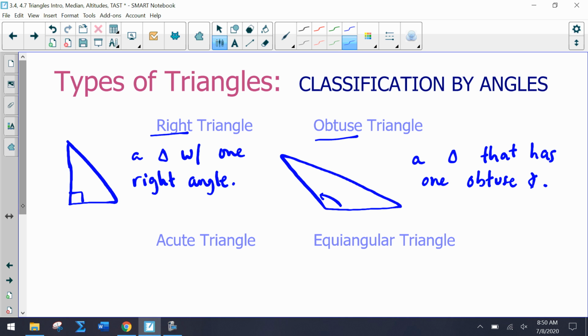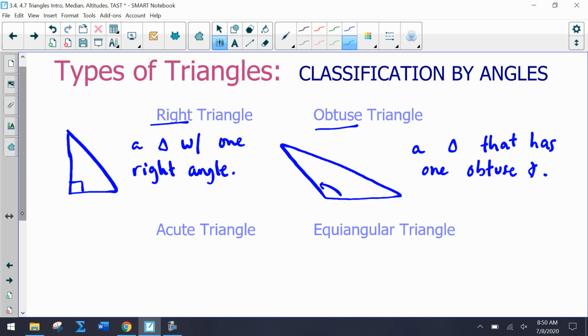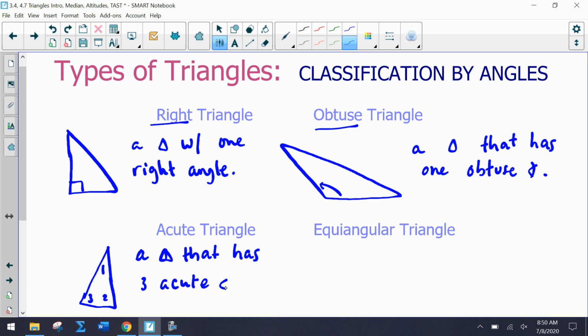Okay. Then we have an acute triangle. This is a little different. An acute triangle has three, a triangle that has three acute angles. And then we have something called an equiangular triangle. So think about equal. So equi means all of the angles are congruent.